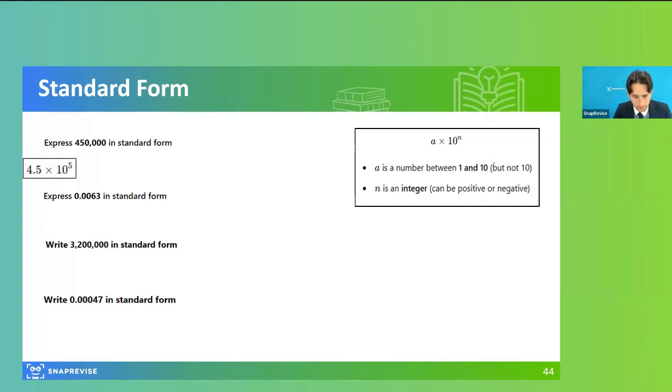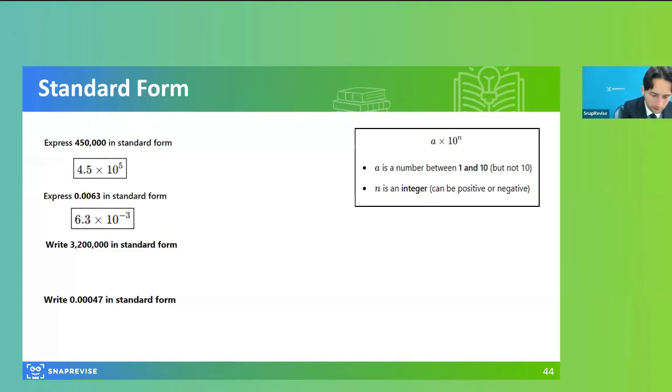So each of these, first one, 4.5, and then effectively, how many places have I meant to move that? 1, 2, 3, 4, 5, powers of 10, 5 columns. So effectively, I've had to times it by 100,000. The next one, we want it as 6.3 times something. That's 1 mark just for writing 6.3 times 10 to the minus 3. So remember, 10 to the minus 3 is 1 over 1,000. So 3 columns down. And that had to move 1, 2, 3 columns down to be equivalent. That's the number in standard form.